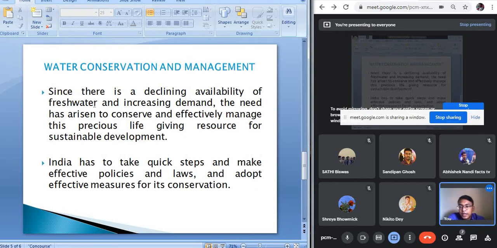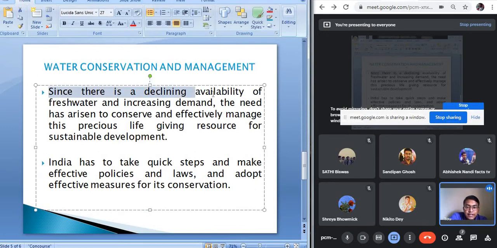Since there is a declining availability of fresh water and increasing demand, the need has arisen to conserve and effectively manage these precious life-giving resources for sustainable development. What we are facing now is that the availability of fresh water is declining day by day because of increased demand. Therefore, it is very much essential to conserve and effectively manage these water resources.